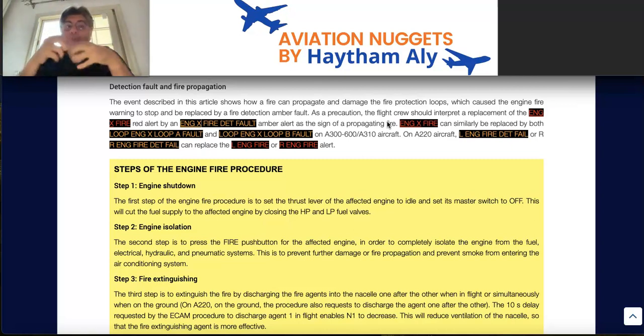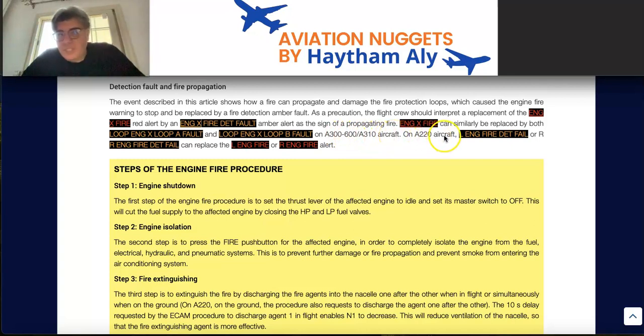So when both loops go faulty, the engine red fire indication goes out and is replaced by an engine fire detection fault. Whenever you have such a scenario, everybody, it is a sign of a propagating fire, not an extinguished fire. So don't be happy in such a situation, everybody. Engine X fire can similarly be replaced by both loop engine X loop A fault and engine X loop B fault on A300-600 and A310 aircraft.